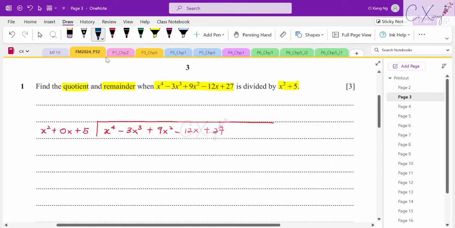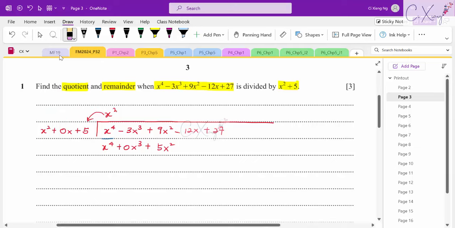Okay, so first of all, we are looking at the first term of the division. Something multiplied with x squared to get x power 4. So what is the something here? The something here should be x squared. x squared multiplied with x squared, you're having x power 4. x squared multiplied with 0x, you're having plus 0x cubed. Then x squared multiplied with 5, you're having 5x squared. So this is basically how we carry out the long division.